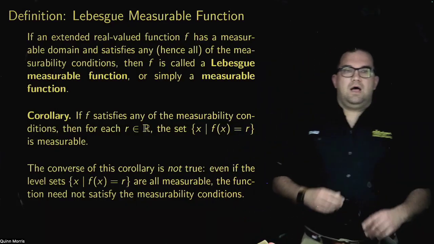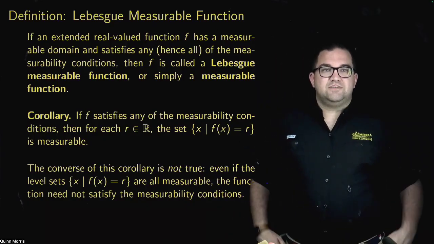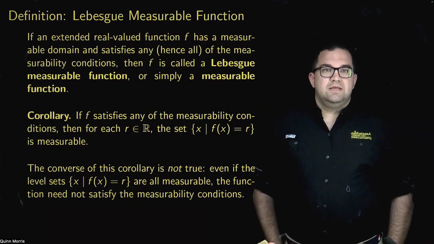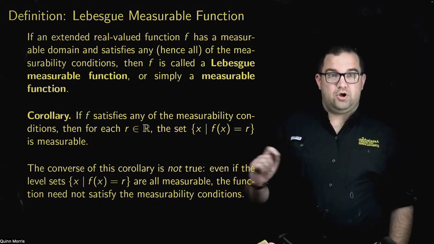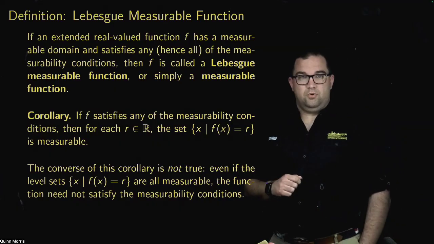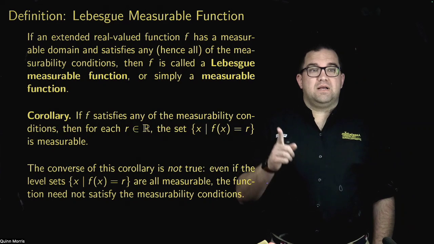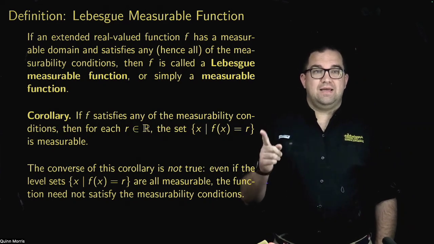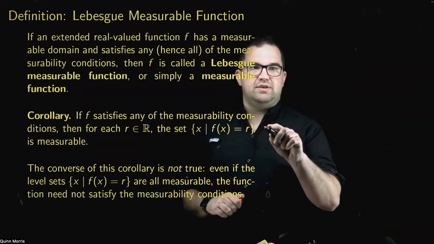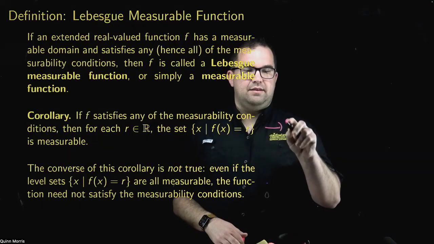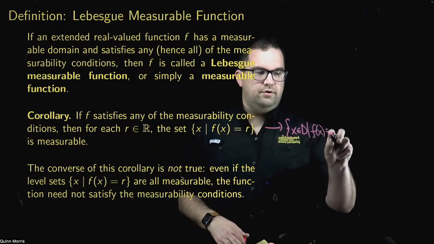Okay. Now, I do want to note there is a quick corollary: if f satisfies any of the measurability conditions, then for each real number r, the set of all x such that f of x is equal to r must also be measurable. However, it is not equivalent to the others because it is possible for a function to satisfy this condition but not satisfy the others. So in particular, this is true because this set of all x in the domain such that f of x is equal to r, right?